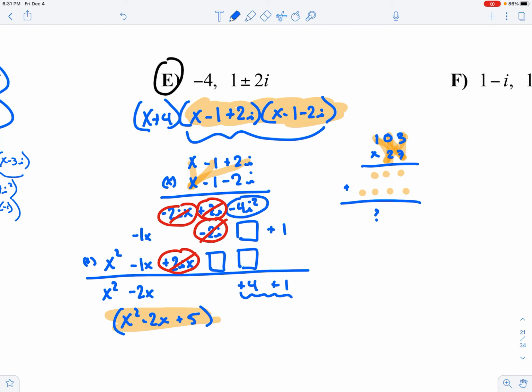You'll note that I still haven't dealt with the x plus 4, so now I'm going to go ahead and multiply by x plus 4. And once again, you would use whatever strategy you use to solve that from there. But that's the strategy, right?